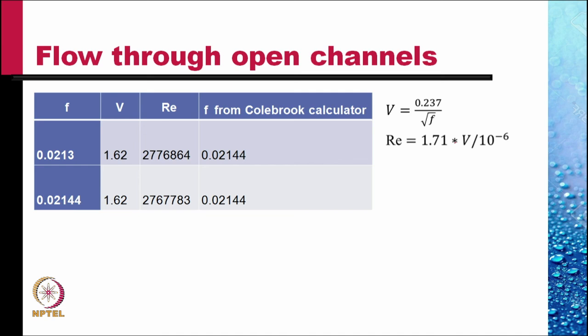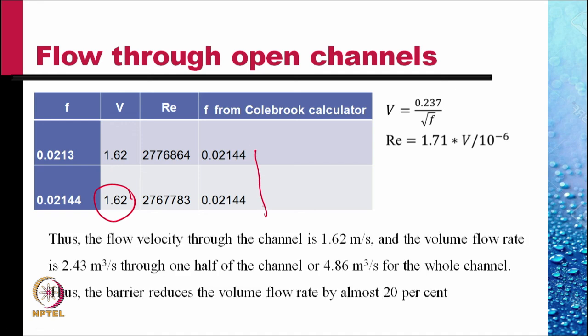I go through iteration again and determine the value of V as 1.62 meters per second. The value of f has converged. Thus, the flow velocity through the channel is 1.62 meters per second, and the volume flow rate is 2.43 meter cube per second through one half of the channel, or 4.86 meter cube per second for the whole channel.